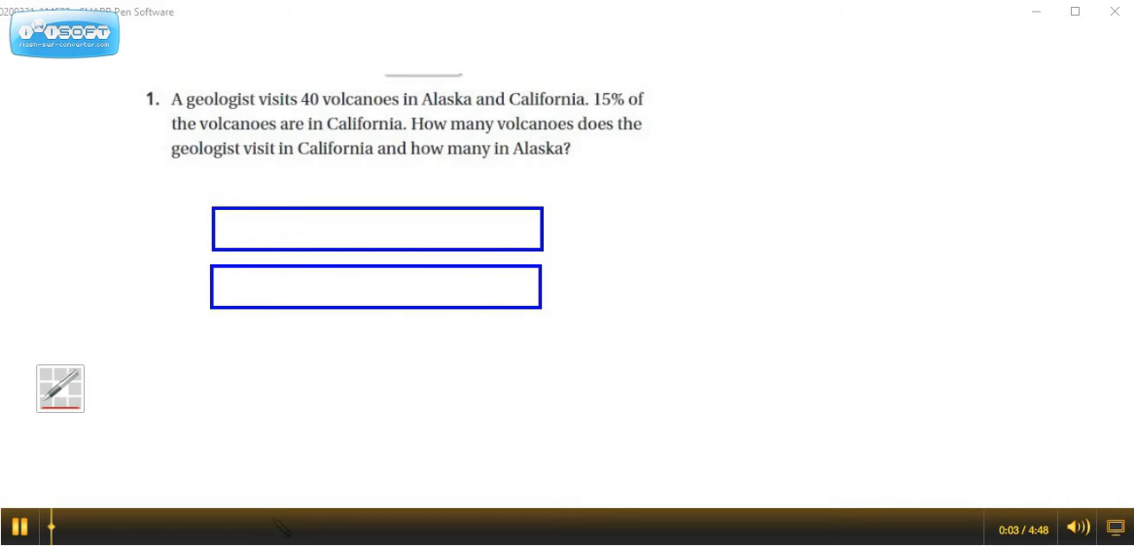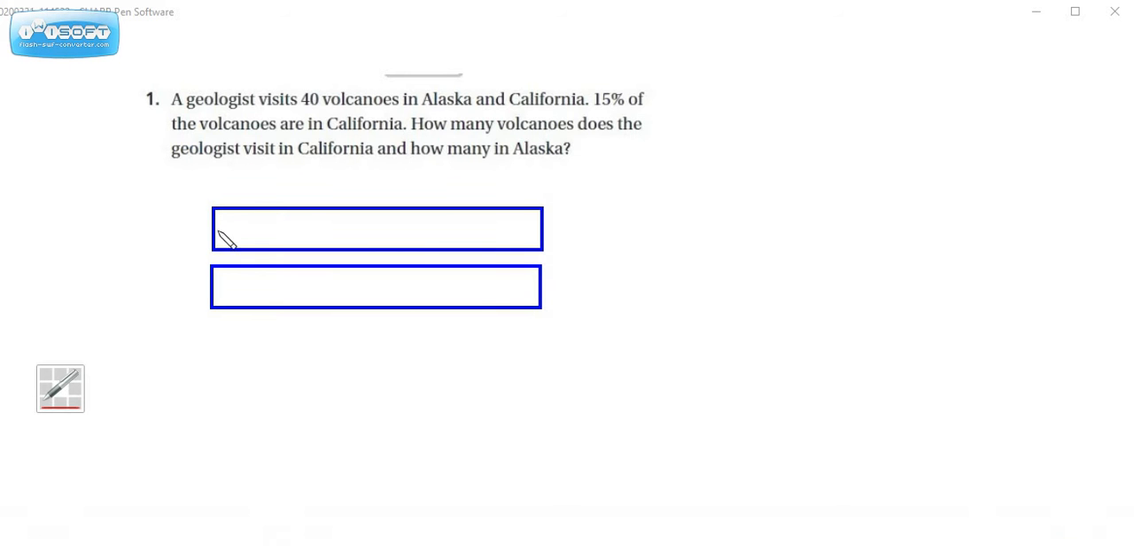We're taking a look at another question, part 3 of 5.5. A geologist visits 40 volcanoes in Alaska and California. 15% of the volcanoes are in California. How many volcanoes does the geologist visit in California and how many in Alaska?